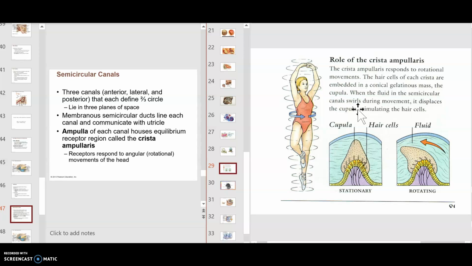The semicircular canals. And remember that the vestibule responded to pull of gravity and reported changes in head position. Okay.